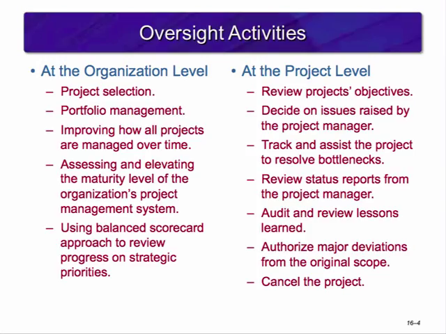At the project level, you'll see activities such as reviewing project objectives, deciding what issues to raise, resolving bottlenecks, reviewing status reports, auditing project lessons learned, authorizing deviations of the project scope, and canceling the project if necessary. You'll notice that none of the activities are the same between the organization and the project. However, their purposes are. It's about ensuring success for both the project and the organization.